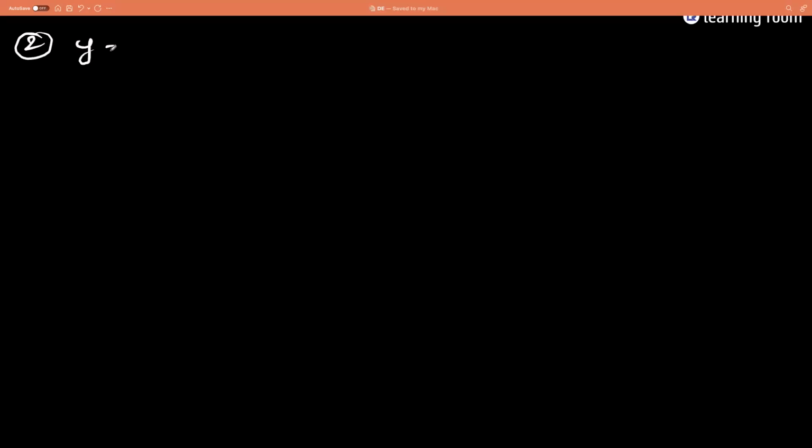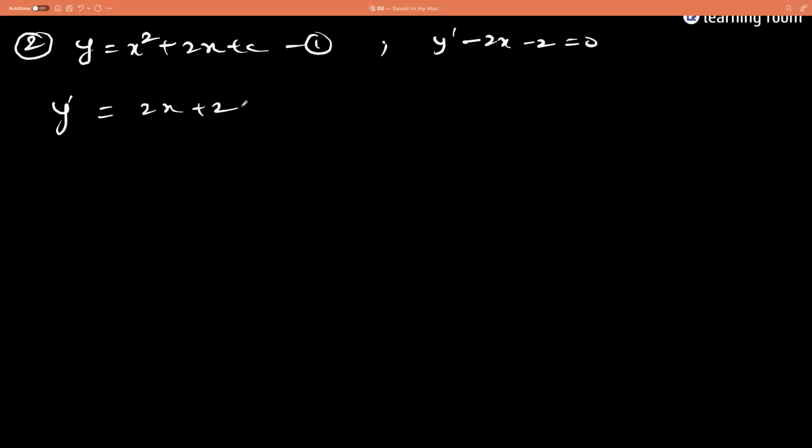So y is equal to x square plus 2x plus c. And the given differential equation is y dash minus 2x minus 2 is equal to 0. So take the equation as 1. So what is y dash? 2x plus 2. See, actually what is the answer? y dash is equal to 2x plus 2. So y dash, bring this whole thing to the left hand side. Minus 2x minus 2 is equal to 0.